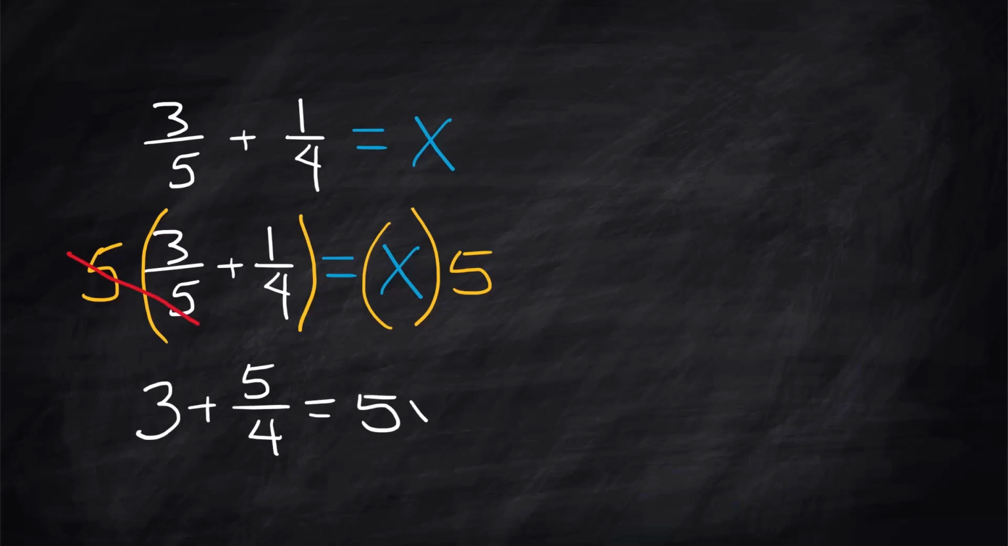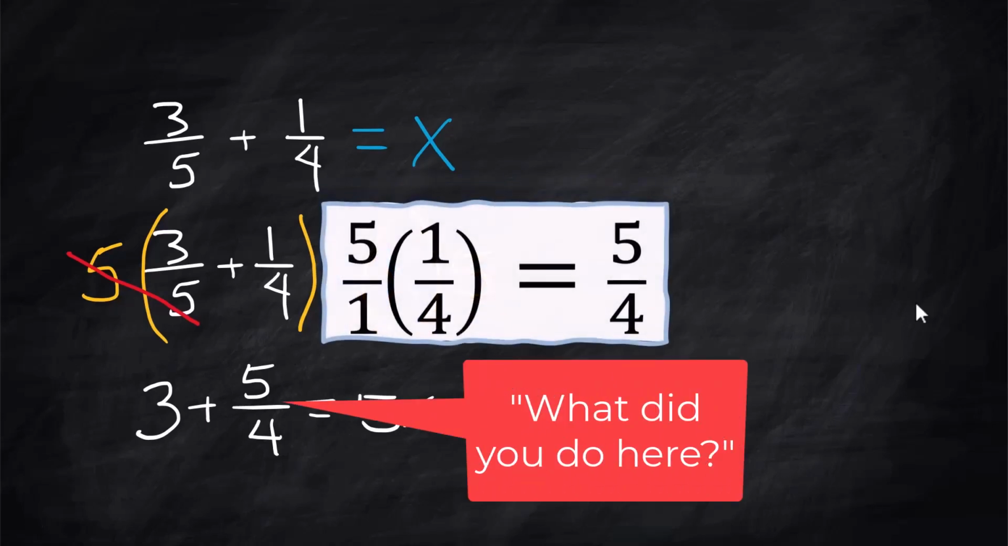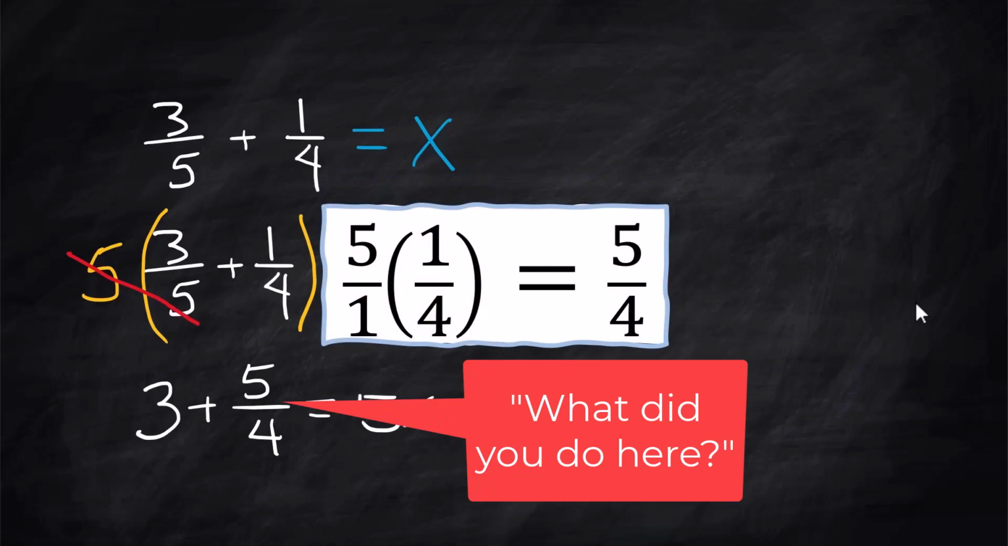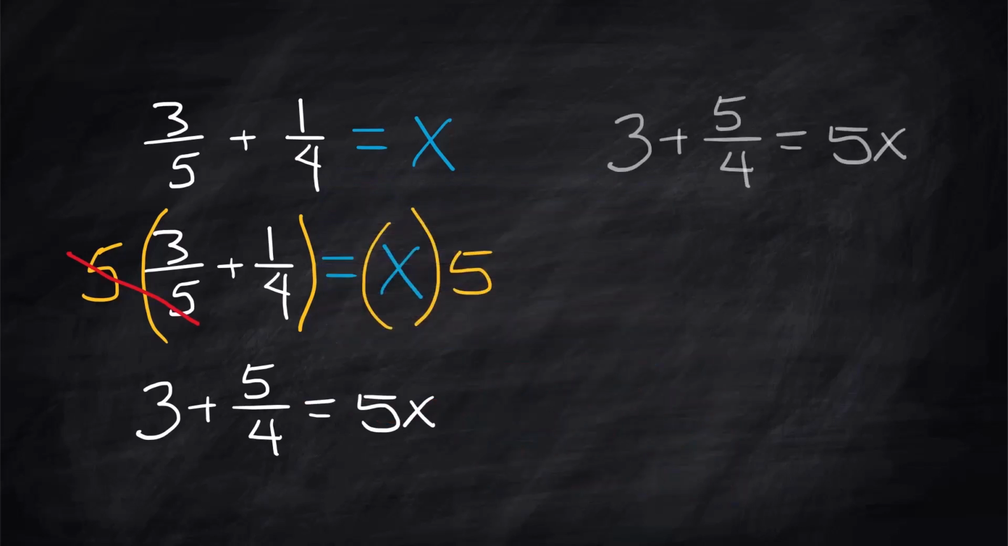So I end up with 3, and then when you multiply 5 times 1/4, you get 5/4, and when you multiply 5 times x, you get 5x. Now, what I did is I took 5 over 1 and I multiplied it times 1 over 4. That's 5 over 4. All right, now we have another fraction to kill, and that's the 5/4.